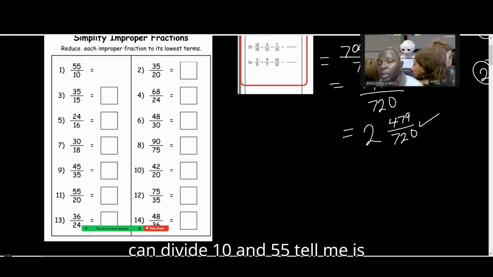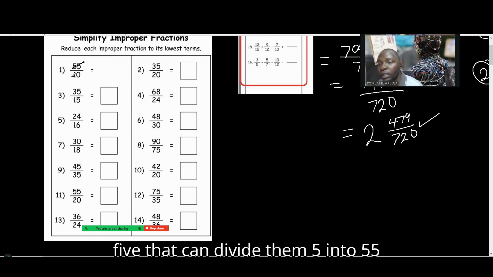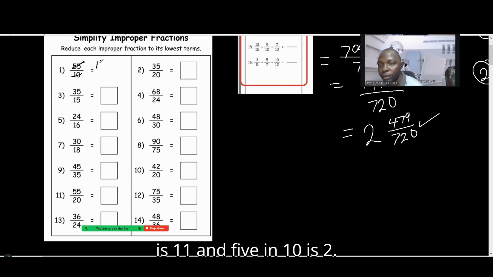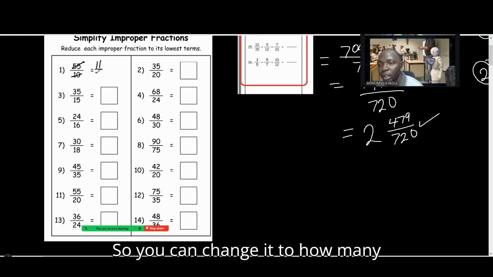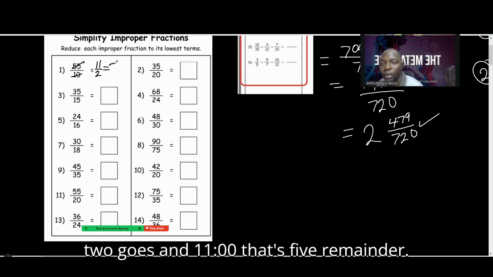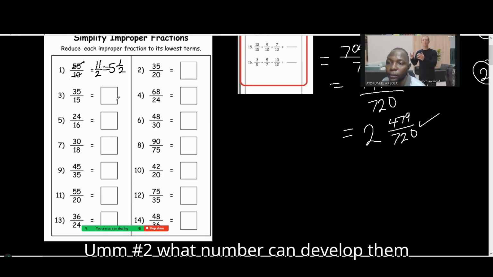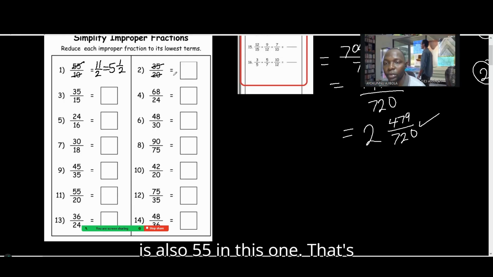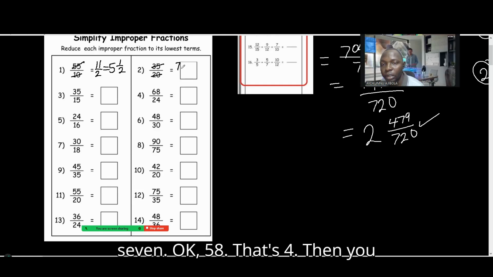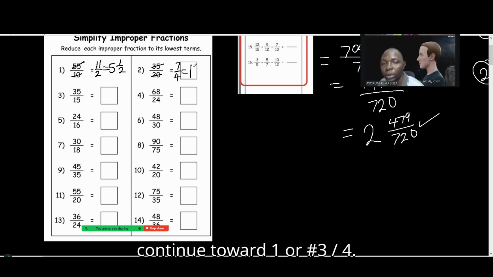So what number can divide 10 and 55? It's 5 that can divide them. 5 in 55 is 11, and 5 in 10 is 2. So you can change it to how many 2 goes in 11? That's 5, remainder 1 over 2. Is that clear? Number 2, what number can divide both of them is also 5. 5 in this one, that's 7. 5 here, that's 4. Then you can change it to 1 whole number 3 over 4.